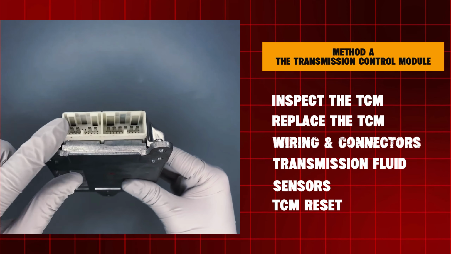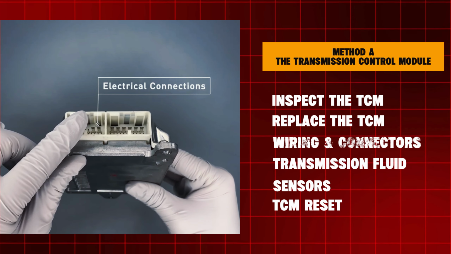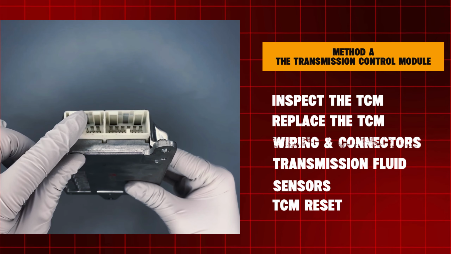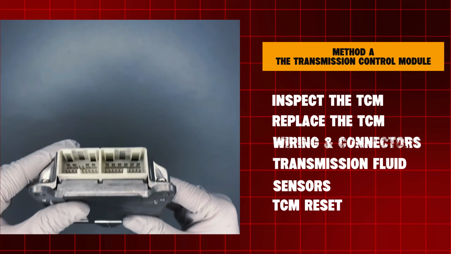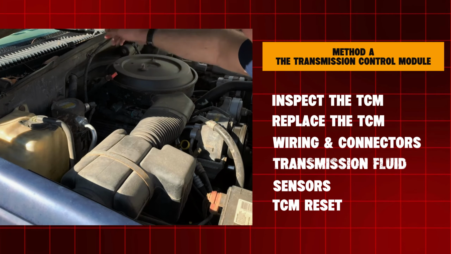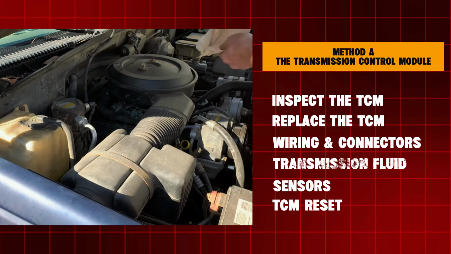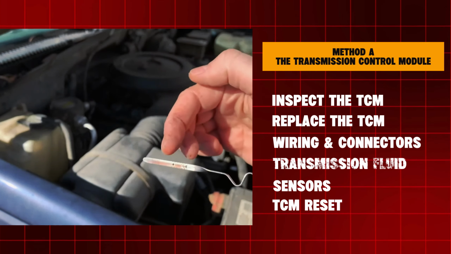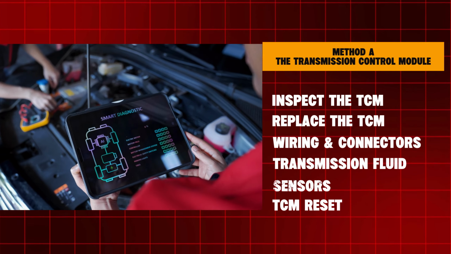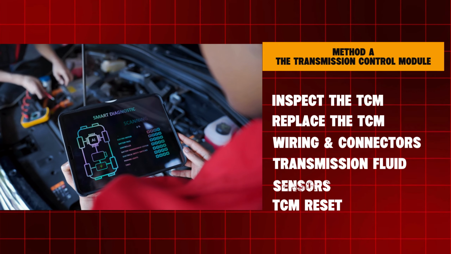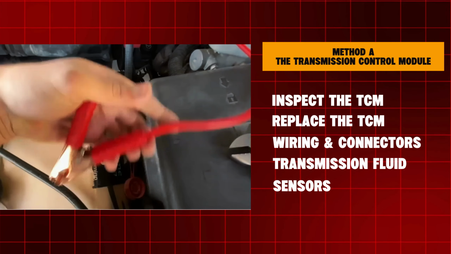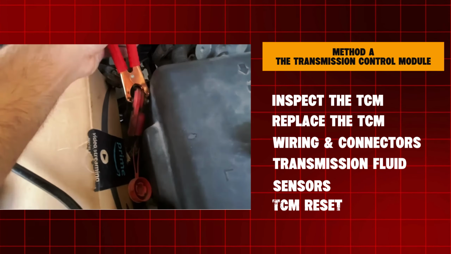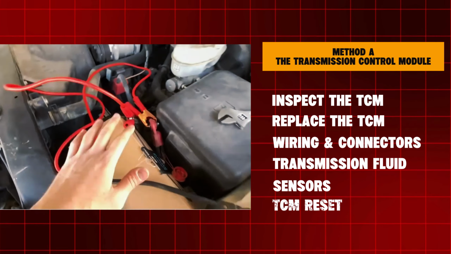Wiring and connectors. Inspect the wiring and connectors to the TCM for any damage or corrosion, and repair or replace them as needed. Transmission fluid. Check the level and condition of the transmission fluid. Ensure it is at the correct level and not dirty or burnt. Sensors. Check for faulty sensors that may be sending incorrect information to the TCM. TCM reset. In some cases, a TCM reset might help resolve minor issues.